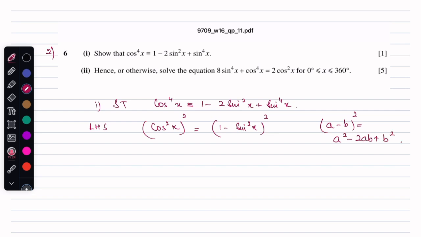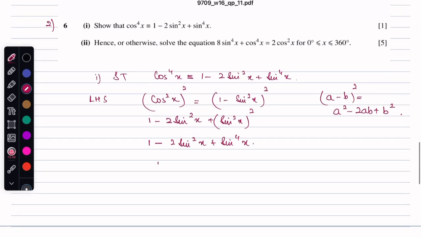Therefore here 1 minus sine square x the whole square can be written as 1 minus 2 sine square x plus sine square x the whole square. So that means it's 1 minus 2 sine square x plus sine to the power 4x, and this is what we had to show. Therefore now I can say the left hand side is equal to the right hand side, and we have shown the identity here.